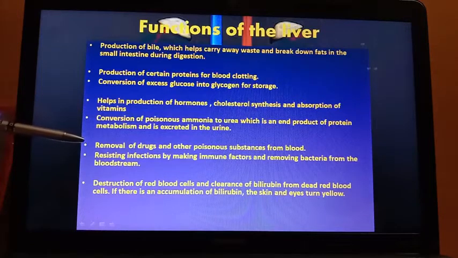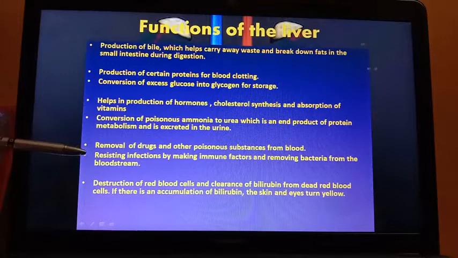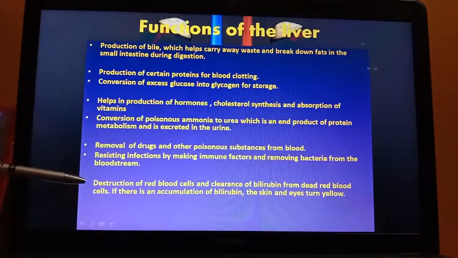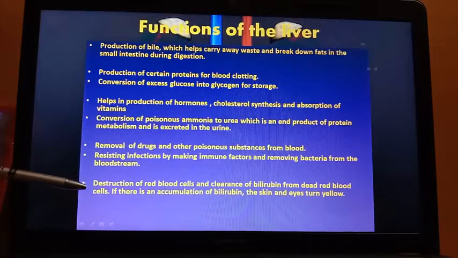Removal of drugs and other poisonous substances from blood, resisting infections by making immune factors and removing bacteria from the bloodstream. And then destruction of the dead blood cells, red blood cells mainly, and clearance of bilirubin from dead red blood cells. If there is an accumulation of bilirubin, the skin and eyes turn yellow. So this destruction process details we will see after that.